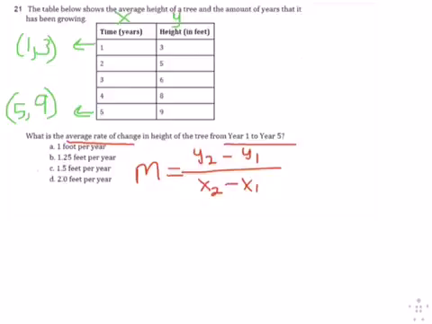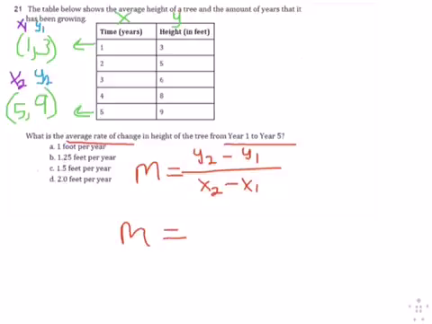And then we also need to label our points. So we need to label our points x1, y1, and x2, y2. So our x's are the first number in each point. So this is going to be x1, and the 5 is going to be x2. And then for our y's, the 3 is going to be y1, and the 9 is going to be y2. Now that we have that, we can go ahead and plug into the formula.